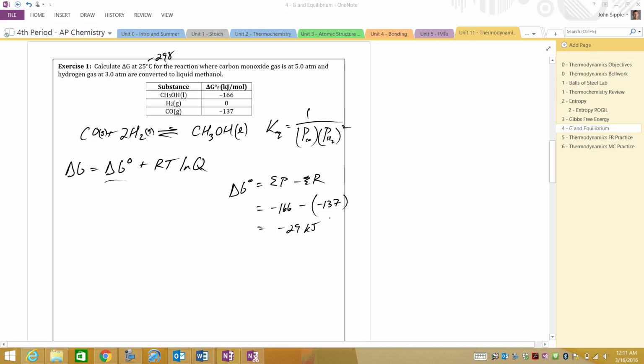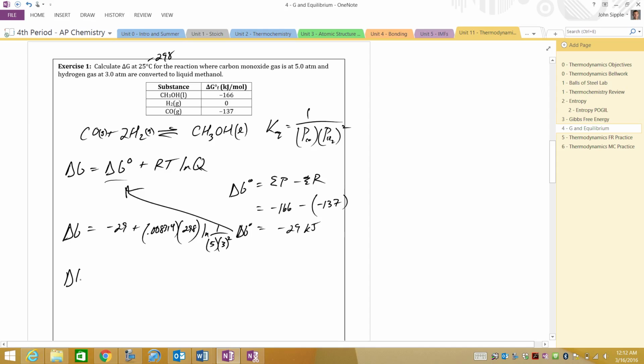Since we have delta G standard, we're going to plug that into our equation. So delta G is equal to negative 29 plus R, which is 0.008314, times 298, times the natural log of Q, because Q is the same expression as K. It's 1 over 5 times the pressure of hydrogen, which was 3, squared.